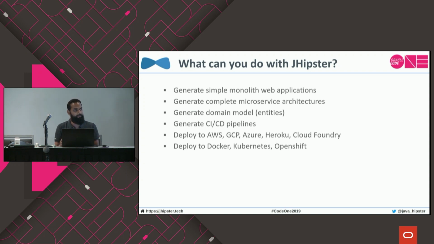It can create CI/CD pipelines for you based on whatever tools you use. It can create deployment plans and deploy to AWS, GCP, Azure, Heroku, Cloud Foundry, and so on. It can also deploy to Docker, Kubernetes, and OpenShift. So whatever you would normally want to do in a development pipeline, JHipster can do that for you. It's a full-fledged platform.